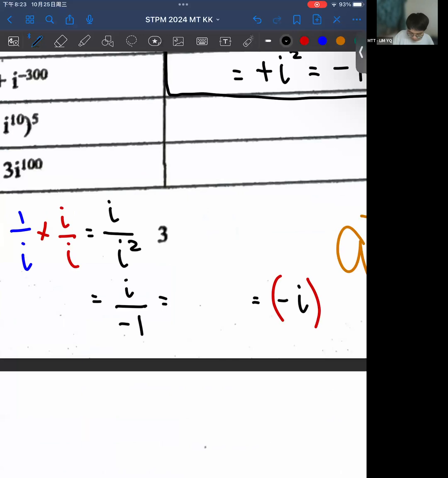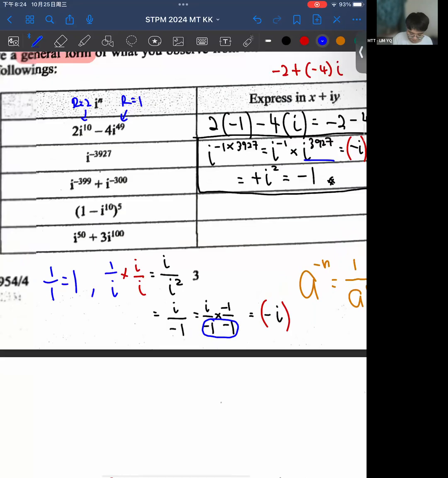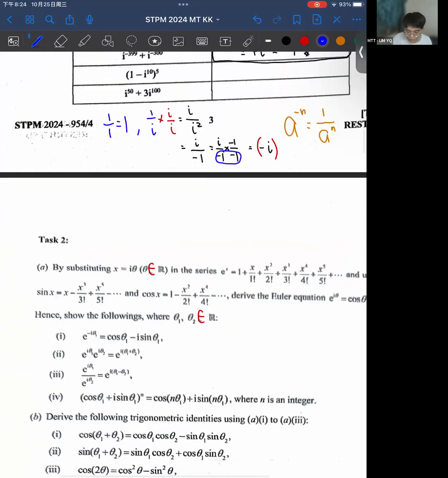See, if I do this, multiply by negative 1 over negative 1. Now, is it possible for you to see already? Because the denominator, negative 1 multiplied together becomes positive 1. The upper part, I multiply by negative 1 becomes negative i. So this is why we can have negative i. But just now cannot. You must distinguish between the cases. Can? Okay, now we go to this one.